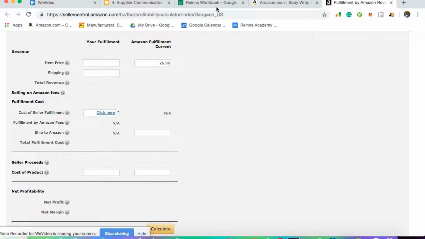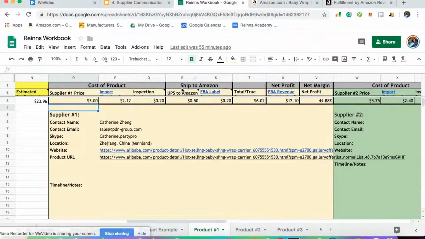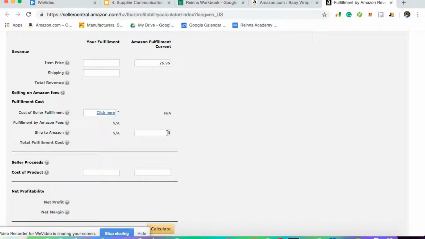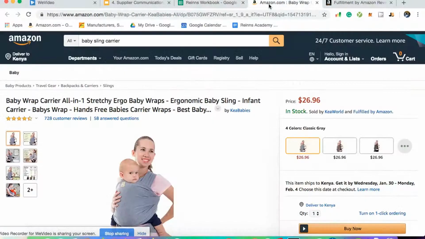Let's go back to our RAINS workbook. What did we get? Here it is, ship to Amazon. So what you're going to do is simply highlight this. Once you highlight this, you will see a sum here. It automatically calculates the sum for you, which is 0.70. And then we'll take that 0.70 and place it here, 0.70.